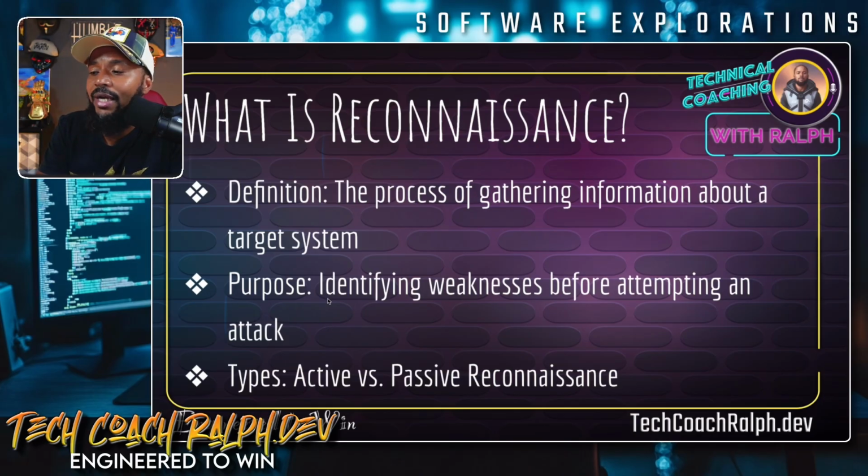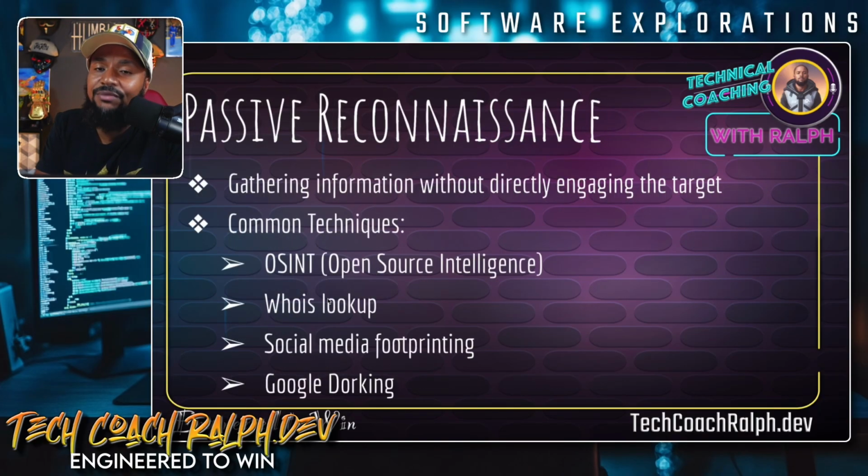So before you try to, you have to study your opponent. You have to get all the information, right? There's two types of reconnaissance. There's active reconnaissance and there's passive reconnaissance. We're gonna jump into both of those. So what is passive reconnaissance?